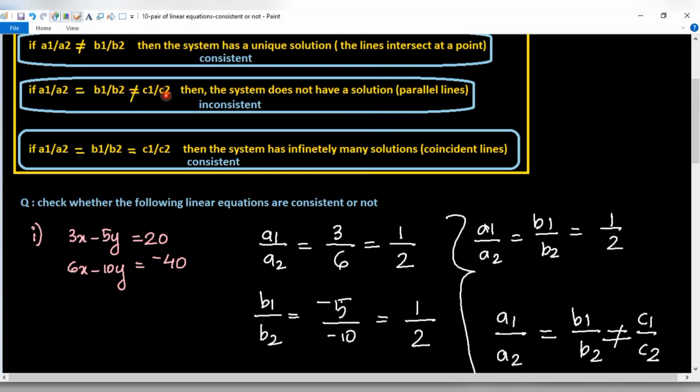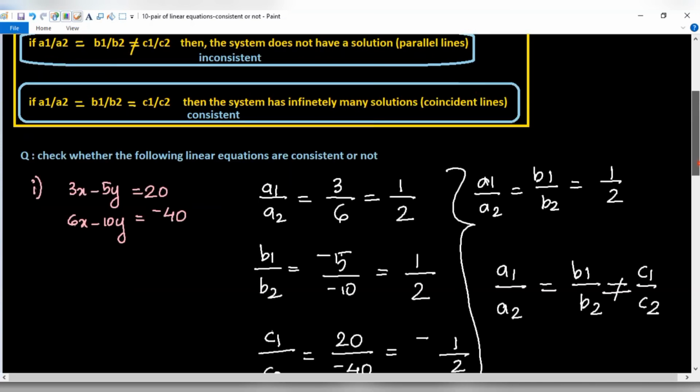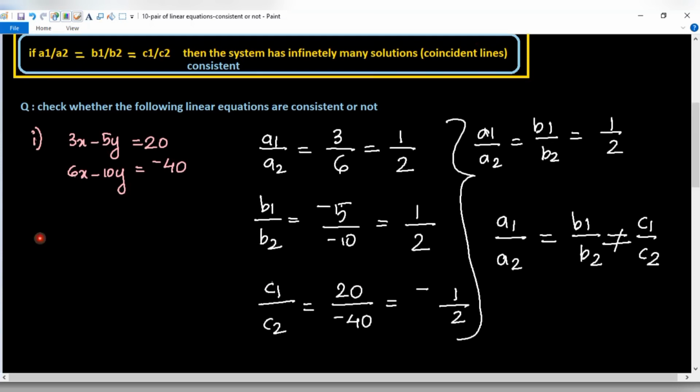This condition means they are parallel lines. Parallel lines will never meet at all, so they do not have a solution. They are inconsistent. The system is inconsistent. Inconsistent means it does not have a solution. No solution. And in geometrical way, we can say they represent parallel lines.